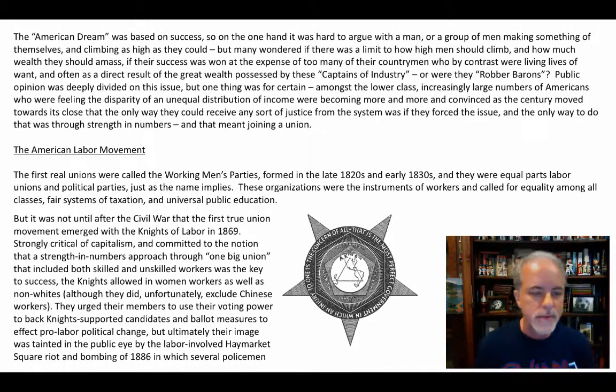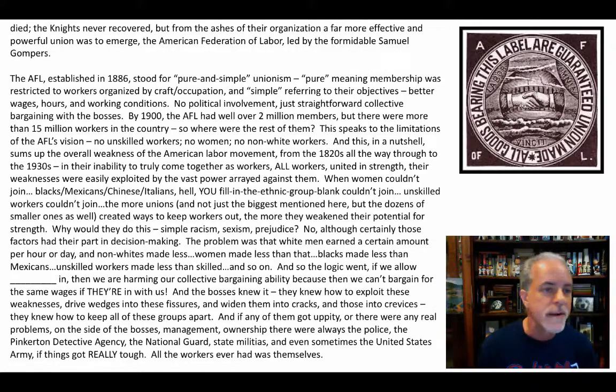But it was not until after the Civil War that the first true union movement emerged with the Knights of Labor in 1869. Strongly critical of capitalism and committed to the notion that a strength in numbers approach through one big union that included both skilled and unskilled workers was the key to success. The Knights allowed in women workers as well as non-whites, although they did unfortunately exclude Chinese workers. They urged their members to use their voting power to back Knights-supported candidates and ballot measures to effect pro-labor political change. But ultimately their image was tainted in the public eye by the labor-involved Haymarket Square riot and bombing of 1886, in which several policemen died.